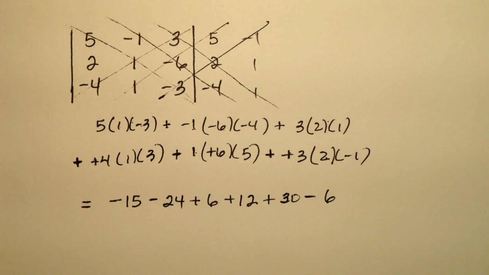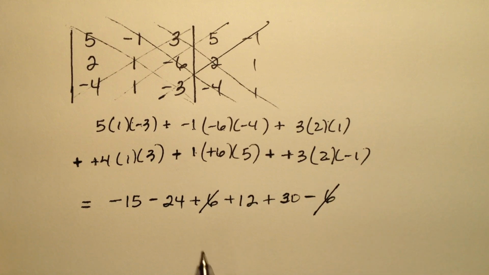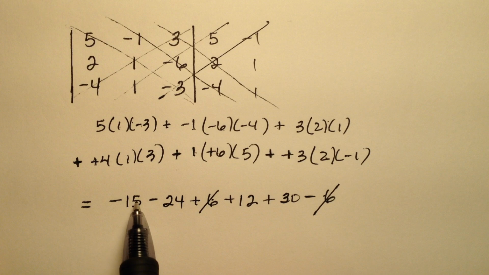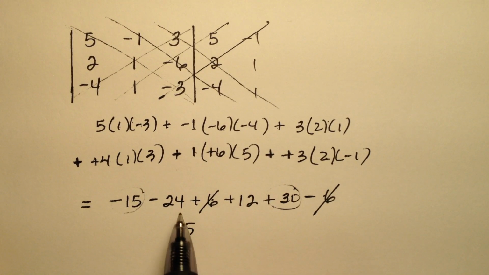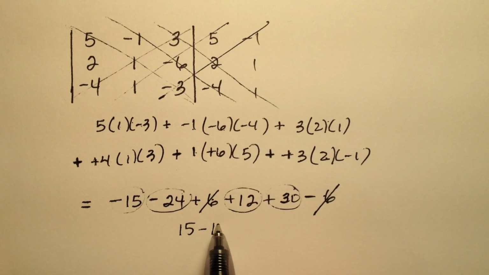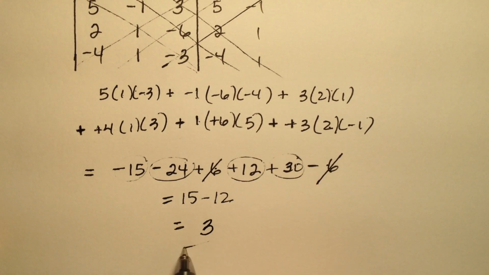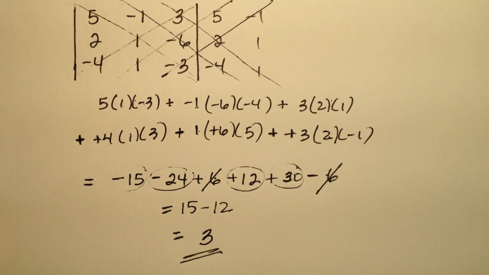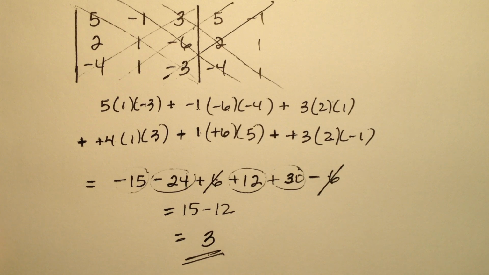So at this point, it's just using your mental math skills to add. Well, I know these 6's are going to cancel out, a positive 6 and a negative 6. So it looks like my negative 15 and my positive 30 will make 15. And my negative 24 and my positive 12 will make a negative 12. So when I add those together, 15 minus 12, I know that I have 3. So the determinant for this 3 by 3 matrix is going to be 3.